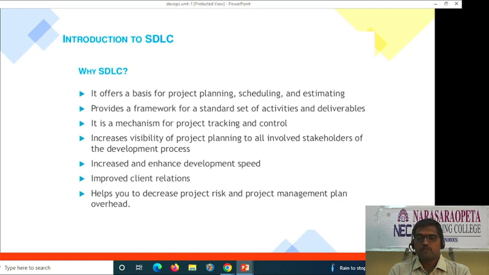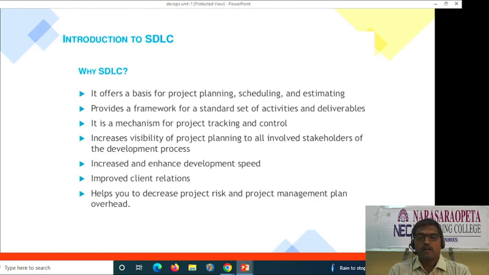So it offers a basis for project planning, scheduling and estimating. It provides a framework for a standard set of activities and deliverables. When you create a framework, then whatever you develop is time bound and within financial constraints. Otherwise, there is no end to the development process. That's why you should come to the framework, which provides a standard set of activities and deliverables.